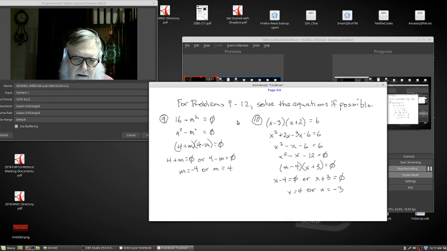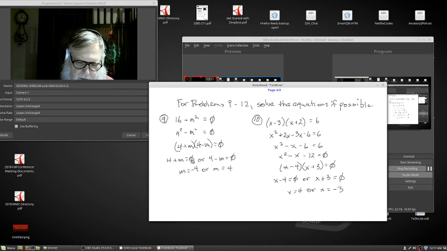So we look at these problems. 16 minus m squared is equal to 0. Well, let's look to factoring the 16 minus m squared. It turns out it's a difference of squares. So we have the sum of the square roots times the difference between the square roots is equal to 0, or 4 plus m times 4 minus m is equal to 0, which means that either 4 plus m is 0 or 4 minus m is 0.